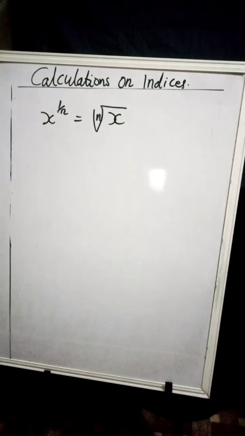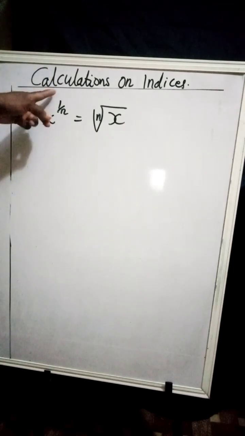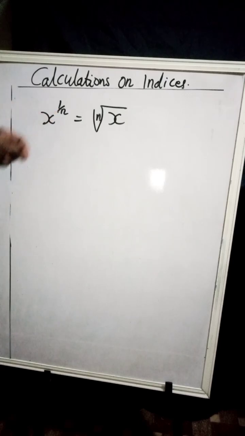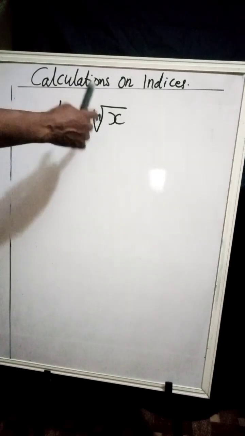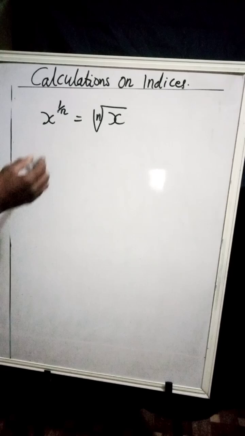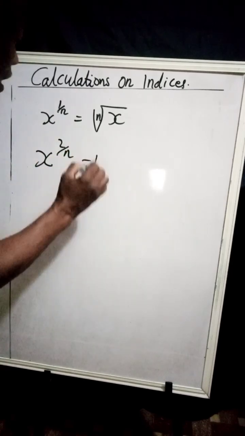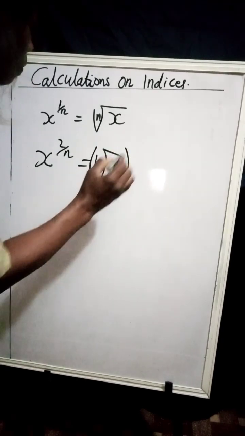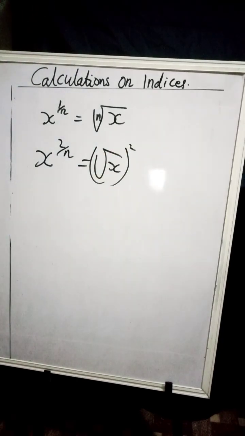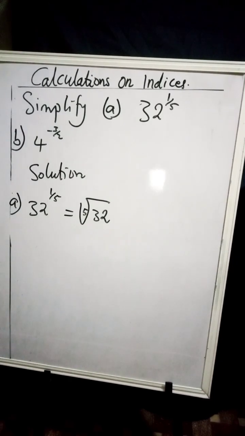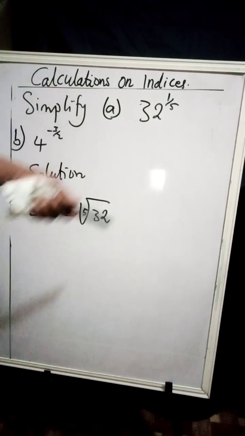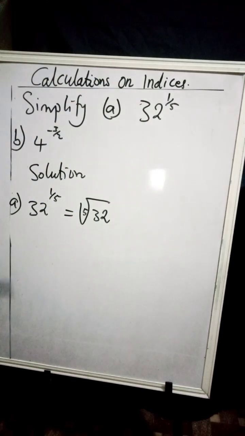So with that, we can establish now that x to power 1/n is the same thing as the nth root of x, such that x to power 2/n is the same thing as the nth root of x to power 2. I hope this is very clear. Now let's dive into the calculations. The question says simplify: a, 32 to power 1/5. Then the second one, b, 4 to power negative 3 half.